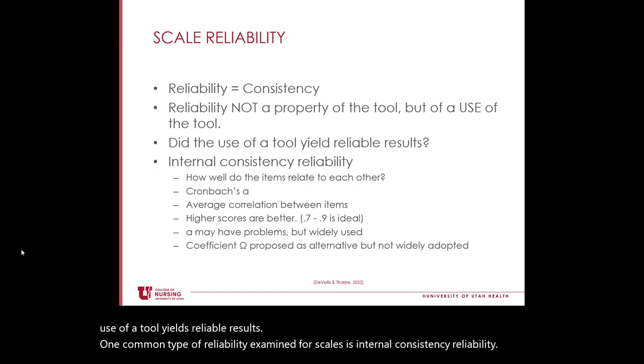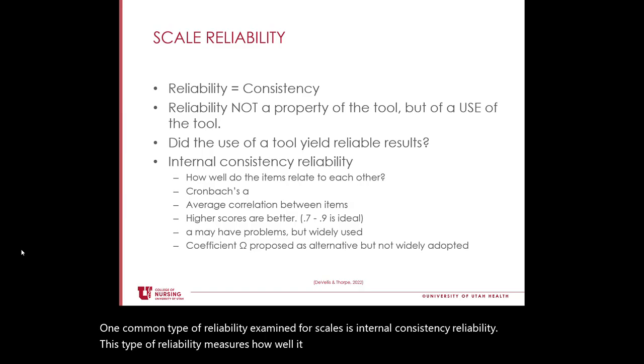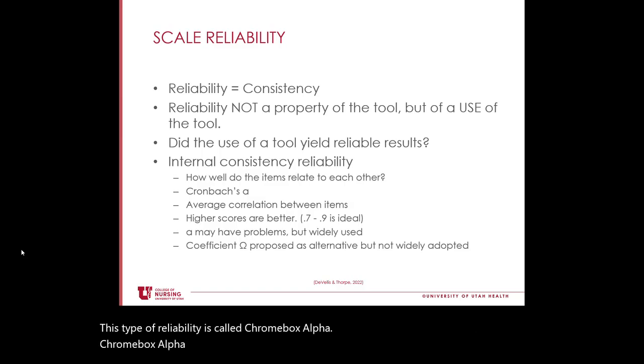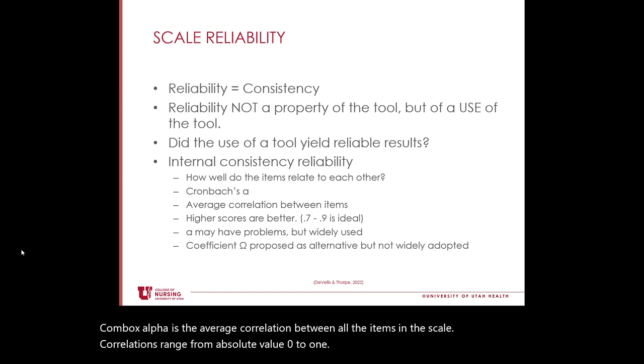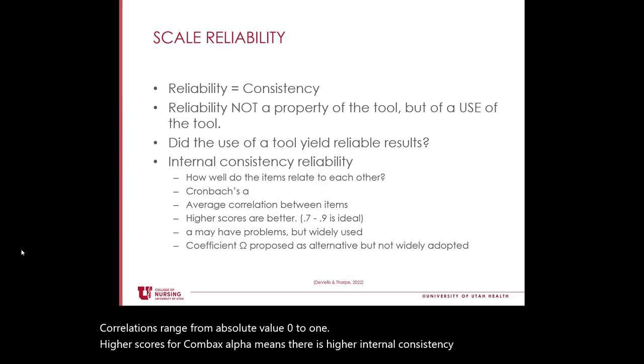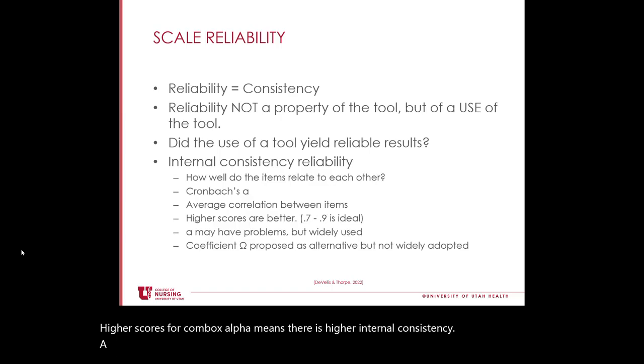This type of reliability measures how well items in the scale relate to each other. This type of reliability is called Cronbach's alpha. Cronbach's alpha is the average correlation between all the items in the scale. Correlations range from absolute value 0 to 1. Higher scores for Cronbach's alpha means there is higher internal consistency. A Cronbach's alpha from 0.7 to 0.9 is ideal.